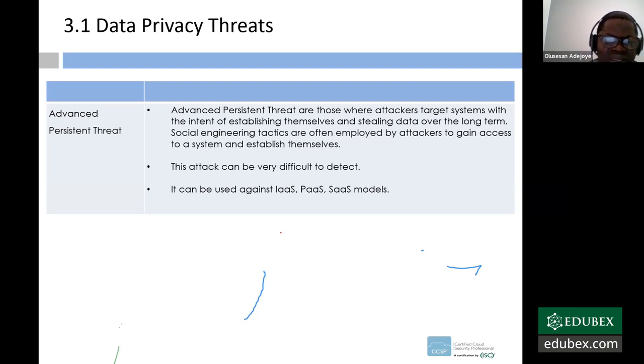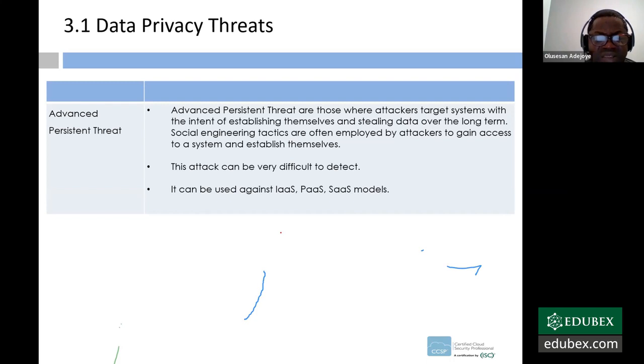They will clear the tracks. And when the right time comes, based on the event, they can launch an attack on the network. This is an attack that is very difficult to detect, because in advanced persistent threats, they establish themselves. They can gain what you call privilege escalation. So they come in with a user account and promote it to become an administrative account.